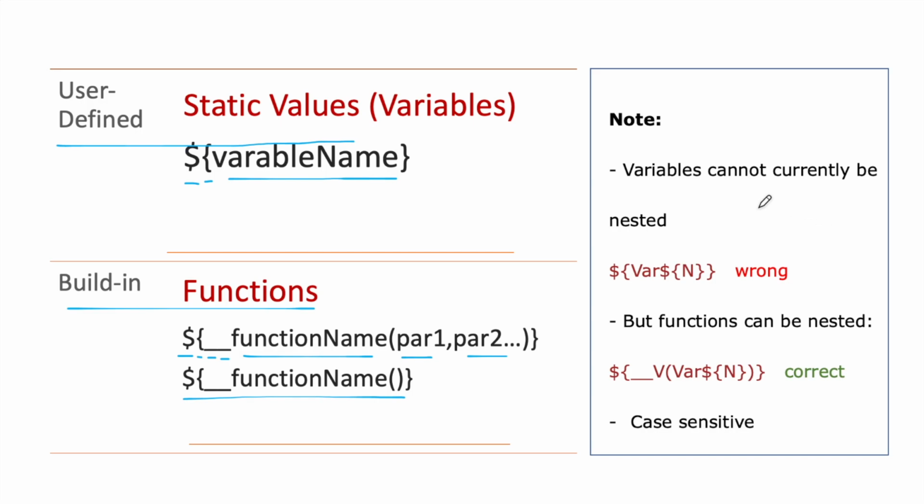Also, variables cannot be nested. That means you cannot use variables this way, so you cannot pass a variable to another variable. But functions can be nested. So we can use it this way: this is the variable name, and we put it in a function. And both variables and functions are case sensitive.